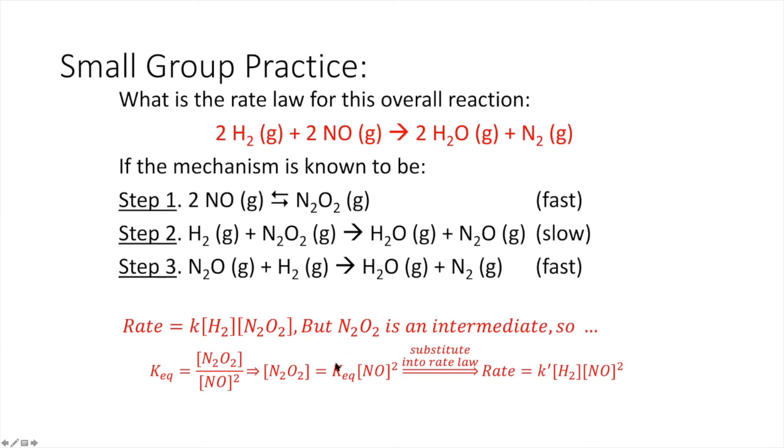Then you combine the constants. You smash together that K and that K, and you end up with K prime times the concentration of H2 times the concentration of NO squared.